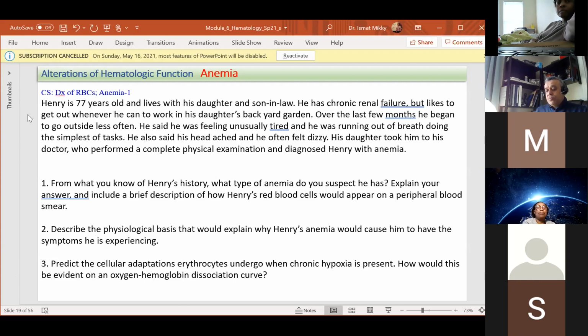1. From what you know of Henry's history, what type of anemia do you suspect he has? Explain your answer and include a brief description of Henry's red blood cells, of how Henry's blood cells would appear on a peripheral blood smear.